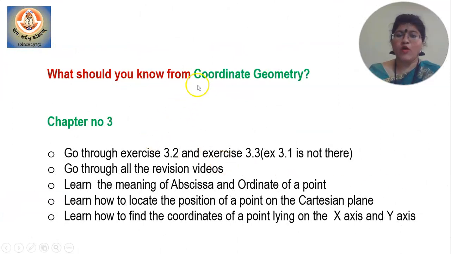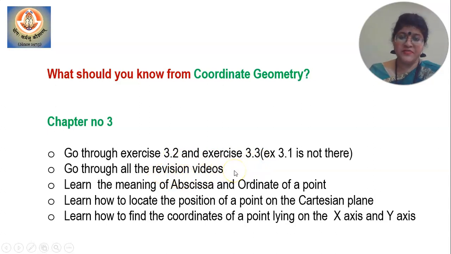Now, we have already completed this chapter, coordinate geometry, and we had this in the first periodic exam. You have seen what type of questions were asked from this chapter. So this chapter will definitely be there in the semester exam, and I want you to go through all these things from coordinate geometry. Exercise 3.1 is not there from coordinate geometry. You have exercise 3.2 and 3.3. In fact, for your first periodic exam, questions were asked from 3.2 and 3.3.